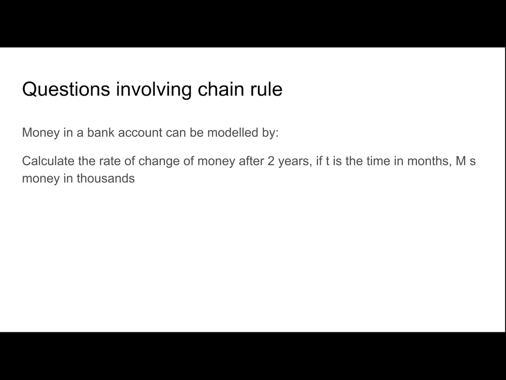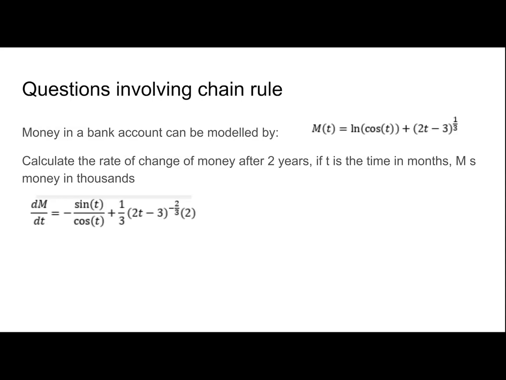Okay, questions involving the chain rule. Money in a bank account can be modeled by this equation: m of t equals ln cos of t plus 2t minus 3 to the power of 1/3. Calculate the rate of change of money after 2 years if t is the time in months and m is the money in thousands. Alright, dm over dt, so we need to differentiate.